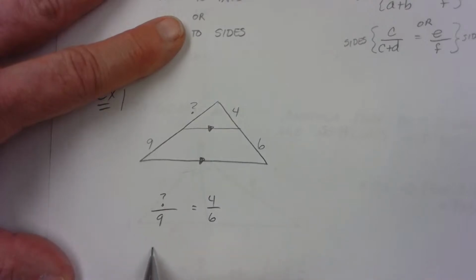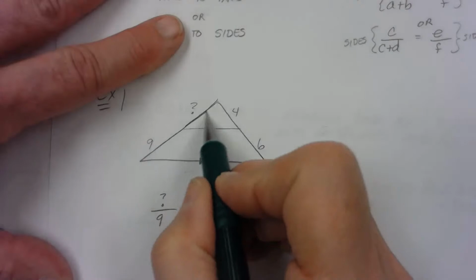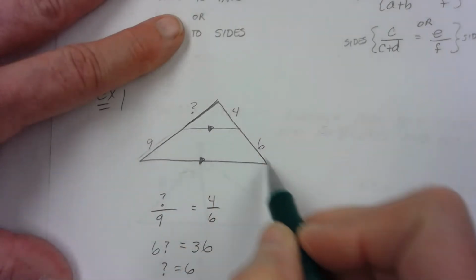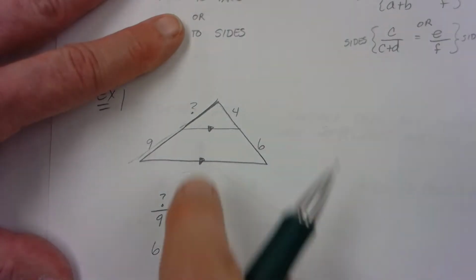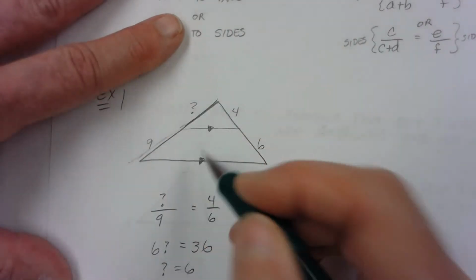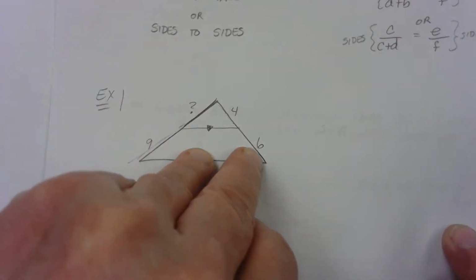So if I cross multiply, I get 6 times question mark, that's like an X, equals 36. And so question mark is 6. This length right here has to be 6. So 6 is to 9 as 4 is to 6, both of them in a ratio of 2 to 3. But they're parts. They're all parts because the parallel sides were not involved at all. So moving on.